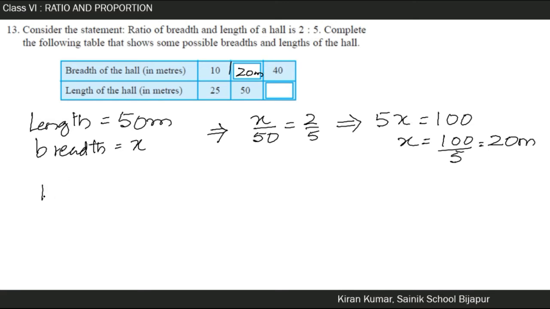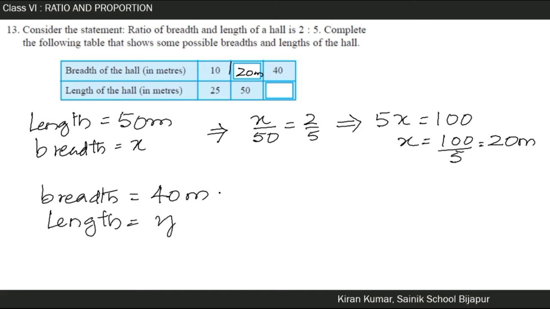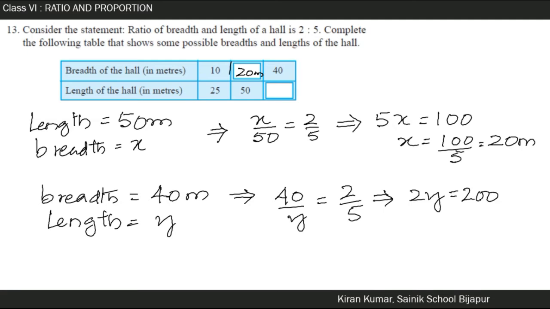For the second one, they have given the breadth. Breadth is given as 40 meters and the length is not known. I'll take it as some y. The ratio of breadth to the length is 40 upon y. This is equal to 2 by 5. Let's do cross multiplication. We'll be getting 2y equal to 200. So the value of y will be equal to 200 upon 2, which is 100 meters. So the first blank is 20 meters and the second blank is 100 meters.